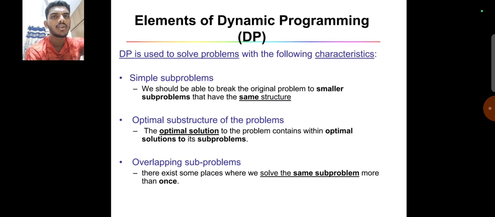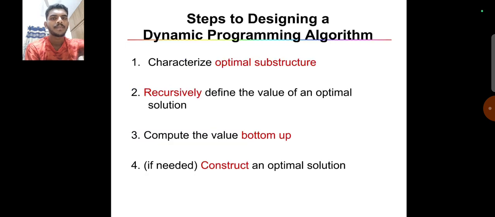Elements of dynamic programming. DP is used to solve problems with the following characteristics. Simple subproblems: we should be able to break the original problem into smaller subproblems that have the same structure. Optimal substructure of the problem: the optimal solution to the problem contains within it optimal solutions of its subproblems.